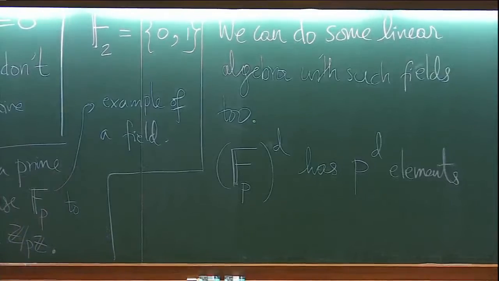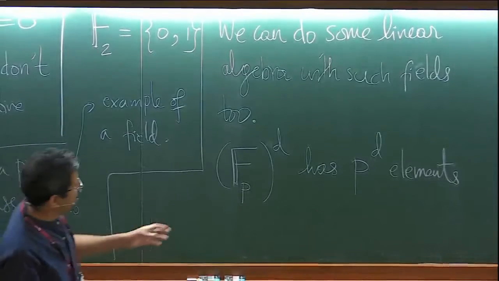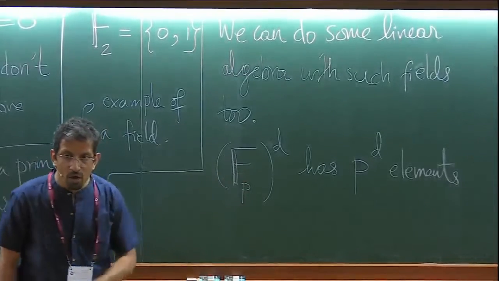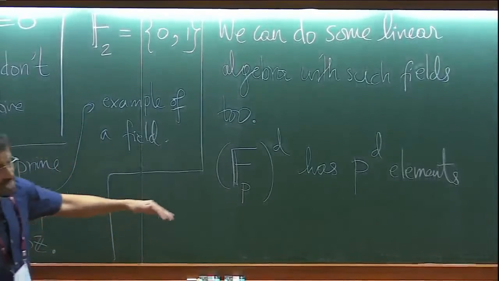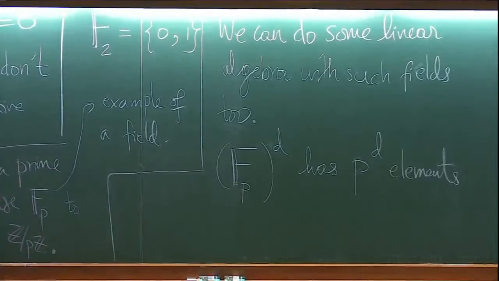What would that mean? That would mean I will take one non-zero vector and look at all the scalar multiples of that non-zero vector. But where are my scalars from? My scalars are from this field here, and so there are p scalars. So I will take one non-zero vector and multiply with all the scalars, and so I'll get p vectors. So a one-dimensional subspace has p elements in it.